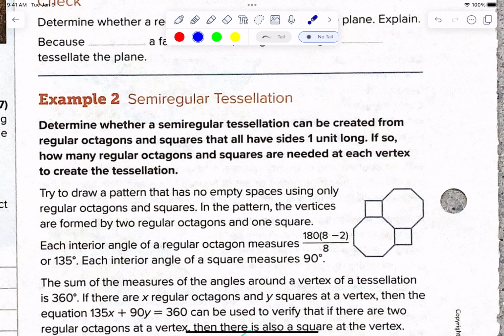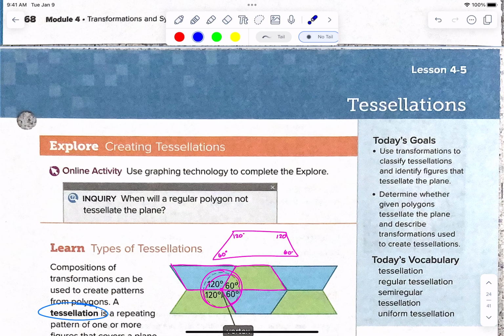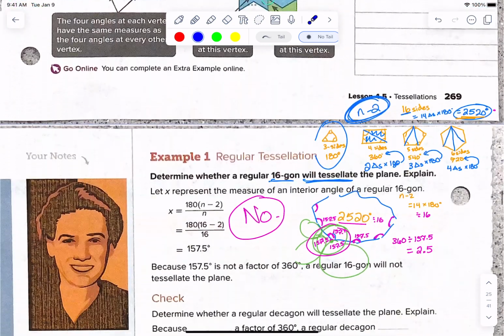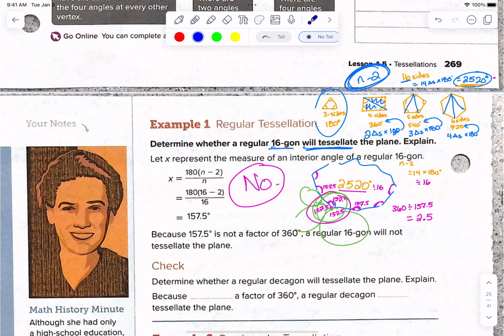Hey Chloe, this is the second half of our tessellations section, which is like 4-5. We did the first half yesterday, and we are on example 2. Yesterday we did regular tessellations. Okay, difference between regular and semi-regular. Are you ready for this?